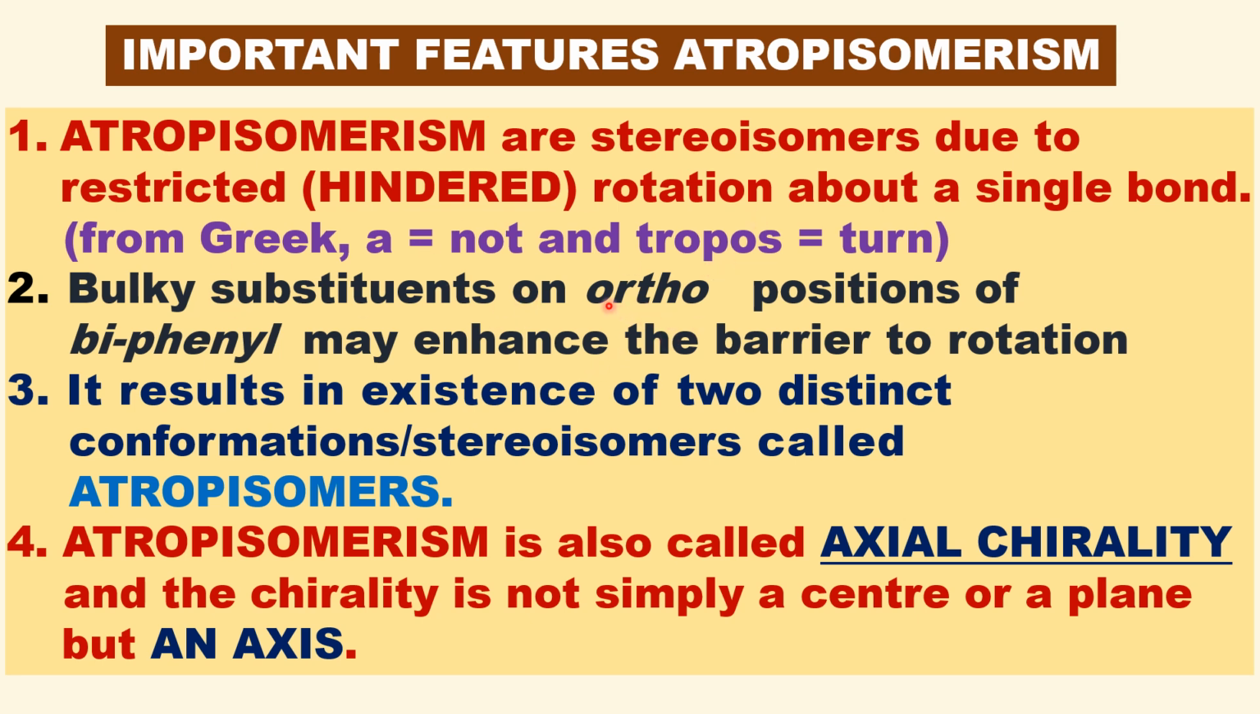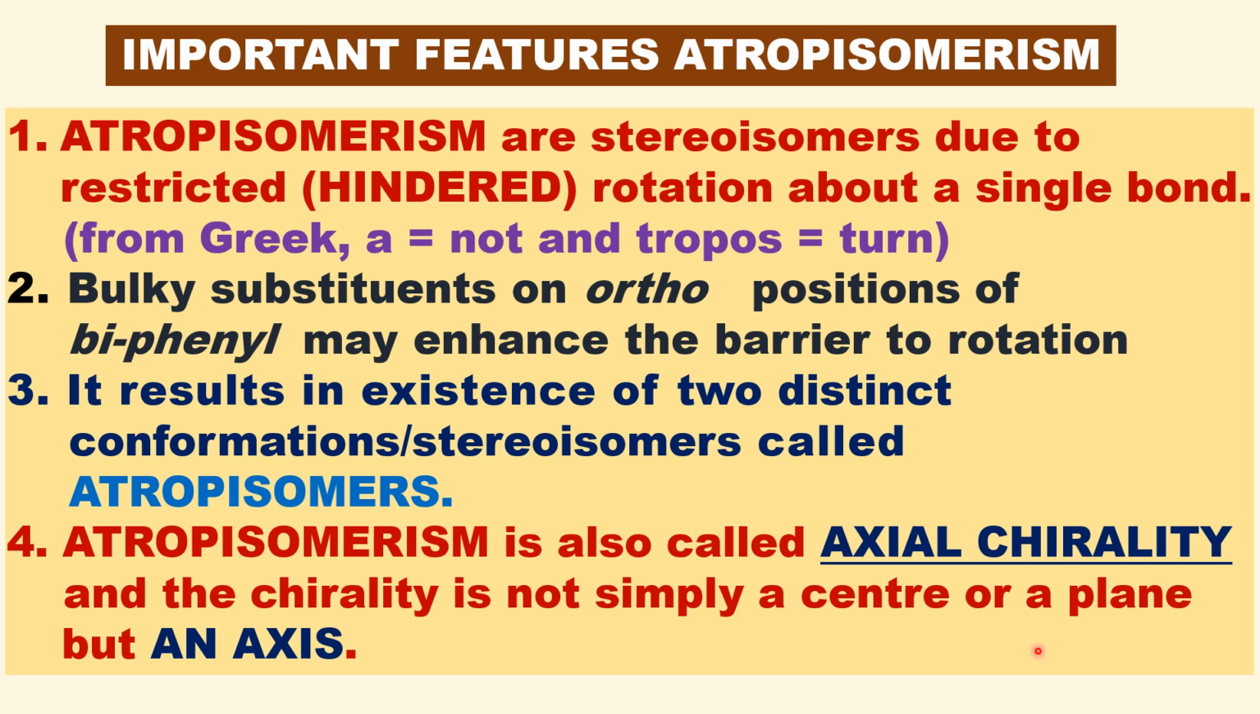Bulky substituents on ortho positions may enhance the energy barrier to rotation, so there is no free rotation. As a result, two distinct enantiomers, stereoisomers, conformers, rotamers are formed, called atropisomers. This phenomenon is called atropisomerism. Atropisomerism is also called axial chirality.